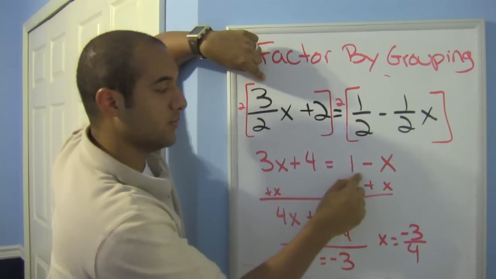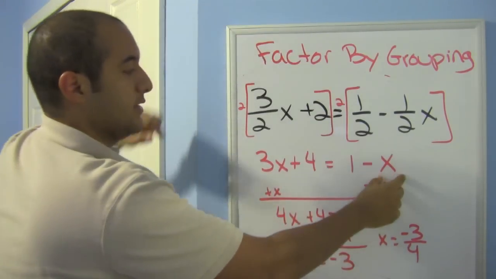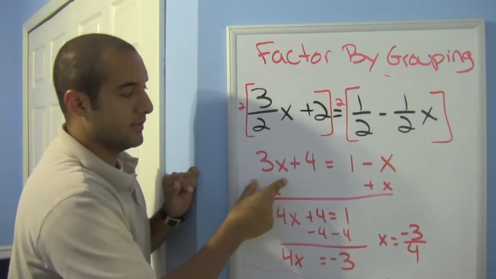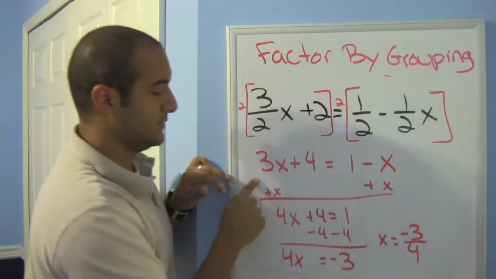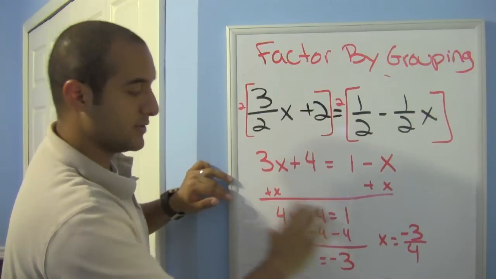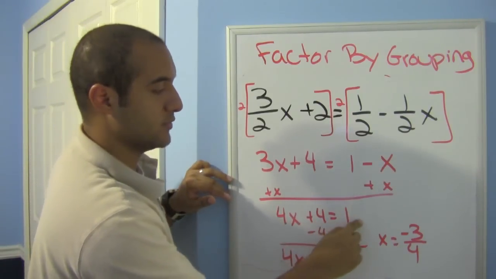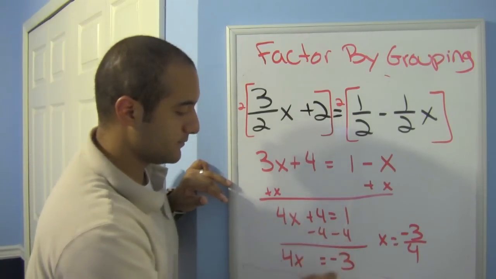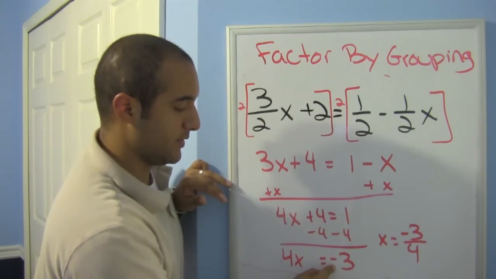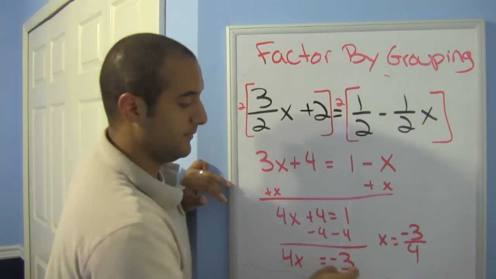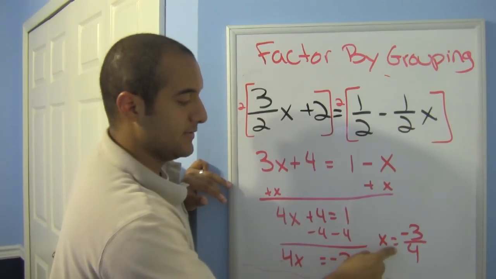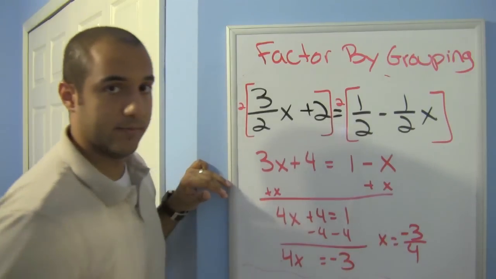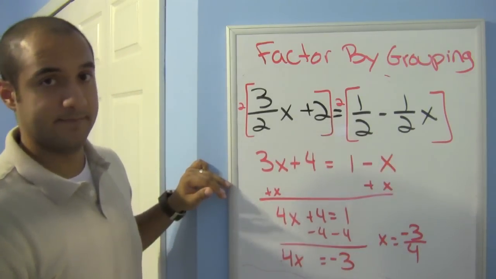3x plus 4 equals 1 minus x. I chose to go ahead and move my x to the left side. So plus x, 4x. I didn't touch anything else. So 4x plus 4 equals to 1. Subtract by 4, subtract by 4. 4x is equal to negative 3. Divide by 4. And x is equal to negative 3 over 4. There you go. Hope you got it right.